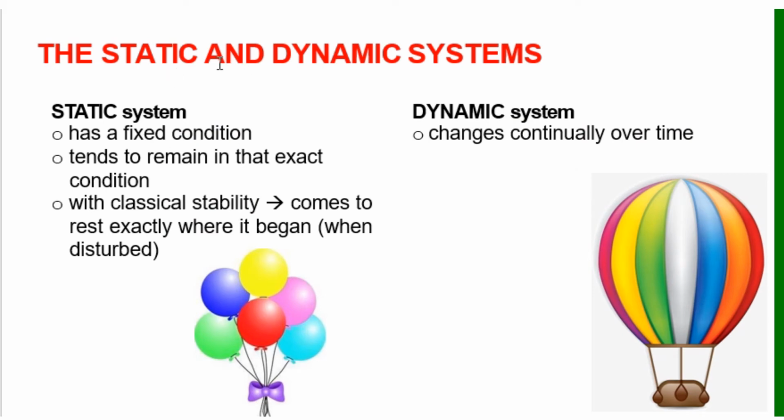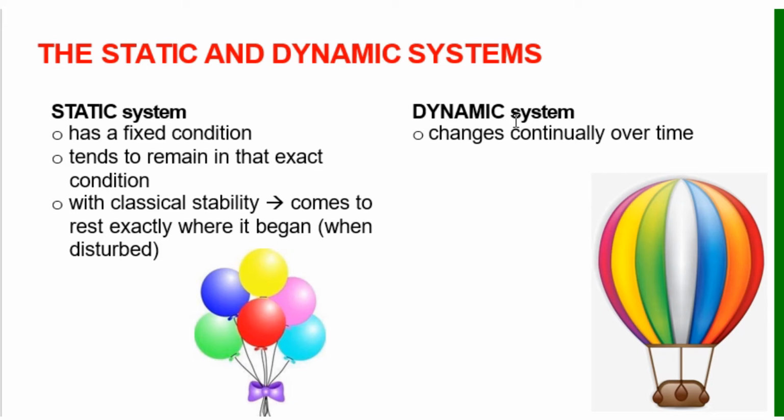In addition to systems, we also have two types of system here. One is the static system, and the other one is the dynamic system. So what's the difference between the two? By definition, a static system has a fixed condition. Please take note of the word fixed. It tends to remain in that exact condition. Now, when there is a disturbance in the environment, the static system will come to rest, and it will go back to the condition where it began.